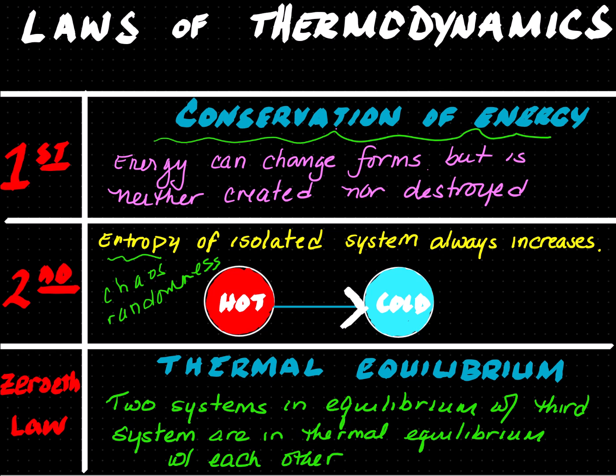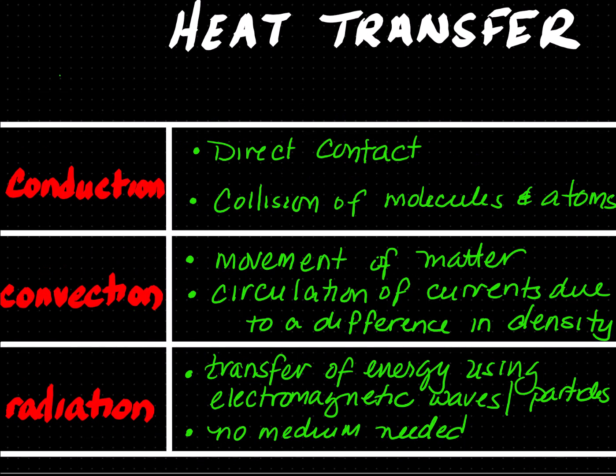The 0th law tells you things can be in thermal equilibrium. What it states is, if 2 systems are in equilibrium with a 3rd system, then they are all in equilibrium with each other. Heat can be transferred 3 ways. The simplest way is by conduction. Conduction requires direct contact. That means the objects must touch each other for heat to transfer. It occurs because the molecules in the objects will collide with each other to transfer the energy.